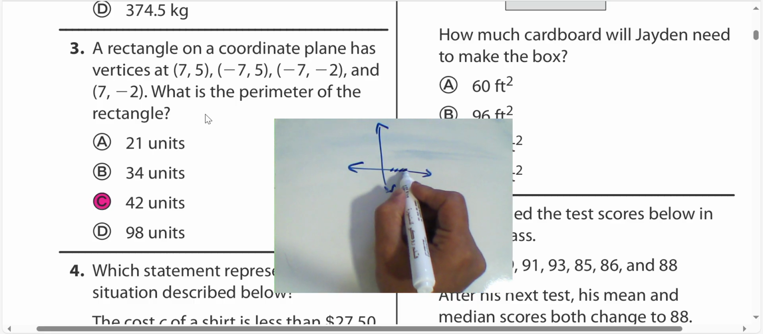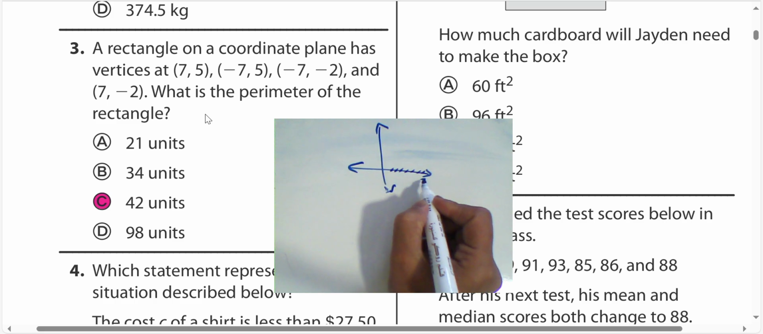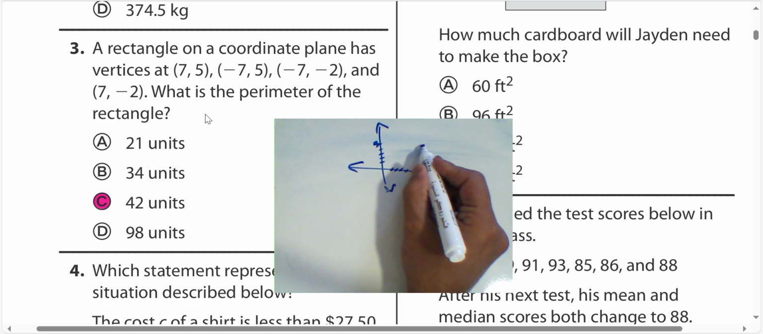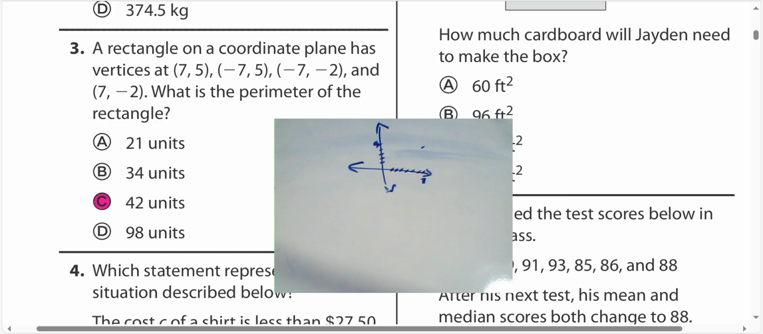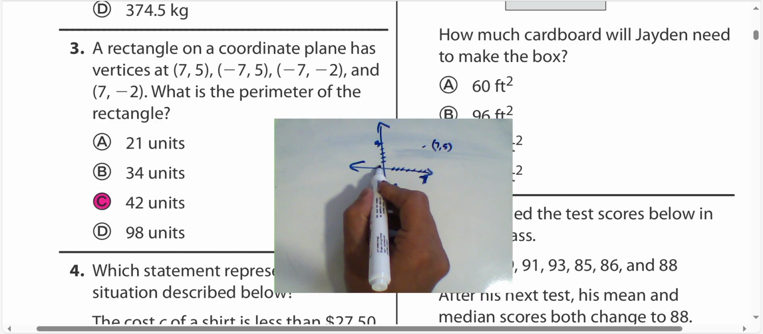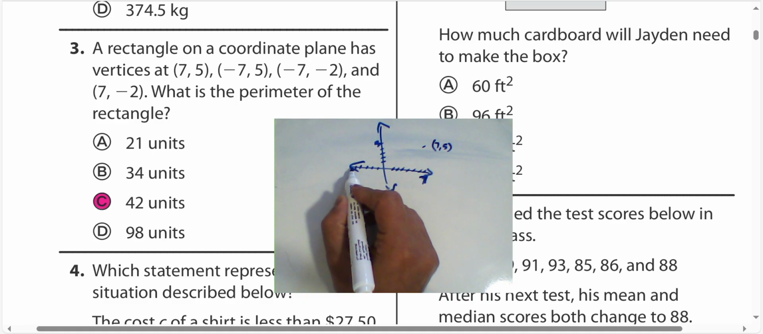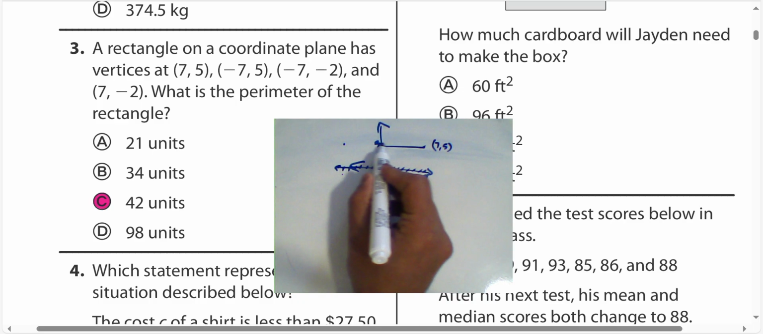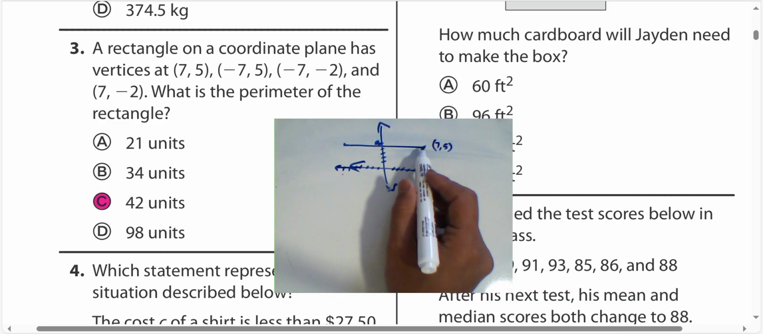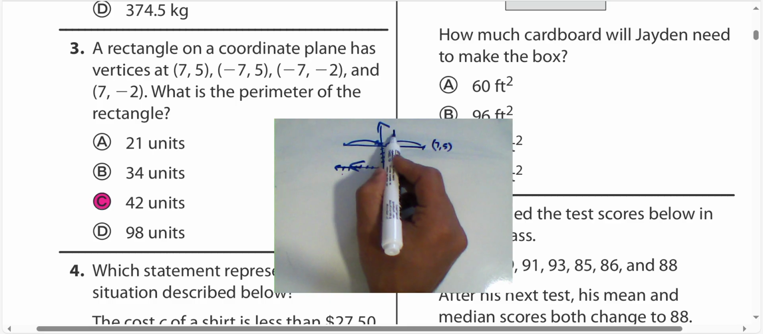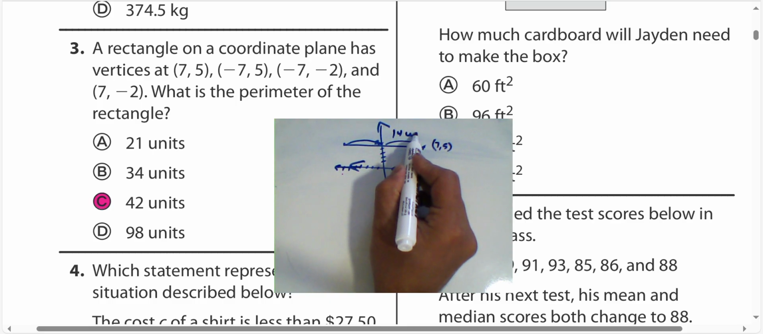We have 1, 2, 3, 4, 5, 6, 7, and 1, 2, 3, 4, 5 here. We have 7 and 5. Next one, negative 7 and 5. Negative 7 here: negative 1, negative 2, negative 3, negative 4, negative 5, negative 6, negative 7, and 5 also. Then the difference between them, we have 7 and 5. Then we have 7 units, and here 7 plus 7, 14 units.